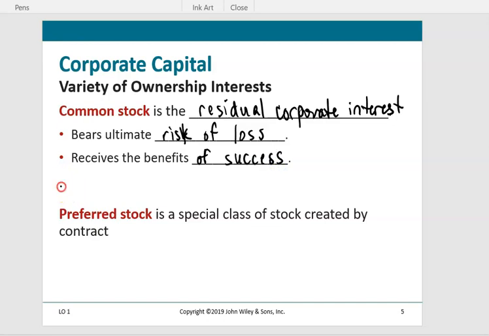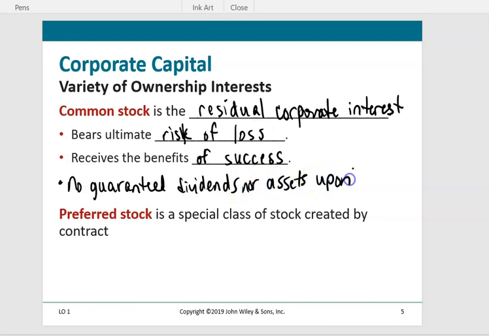And then one more thing we want to know is that common stockholders have no guaranteed dividends or assets upon dissolution. So when that company decides to end its life, voluntarily or involuntarily, the common stockholders do not have any right, no legal right to get anything if there's nothing left after those common stockholders receive payment.